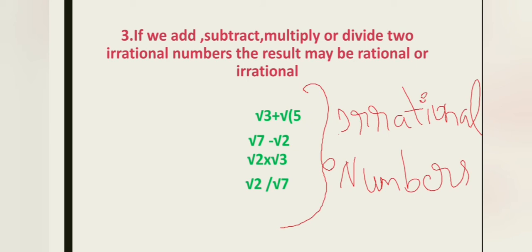The third point is: if we add, subtract, multiply or divide two irrational numbers, the result may be rational or irrational. Whether you are adding two irrational numbers, subtracting them, multiplying or dividing them, in all the cases when you perform this operation, whatever answer you get may be a rational number or it may be an irrational number. That is the third point which you have to remember.